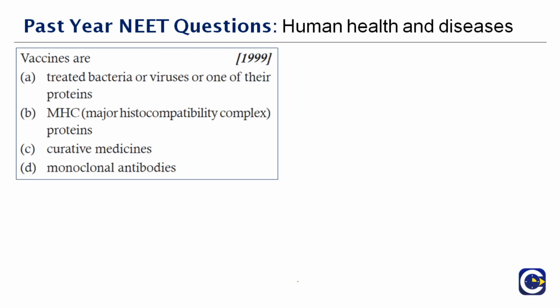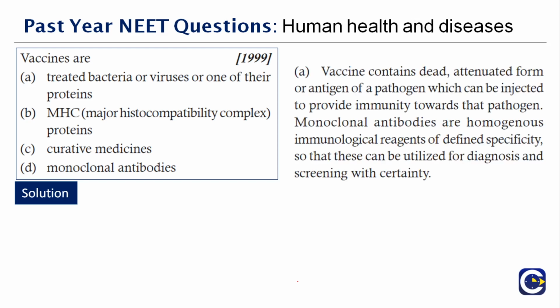Next question. Vaccines are dash. What are vaccines? Analyze the statements. It's not MHC or curative medicines or monoclonal antibodies. They are actually bacteria and viruses. They are treated. They might be attenuated. So the right answer to this question is option A. They are treated bacteria or viruses or one of their proteins. So vaccines will mostly be dead or attenuated, or an antigen of the pathogen which can be injected to provide immunity towards the pathogen.